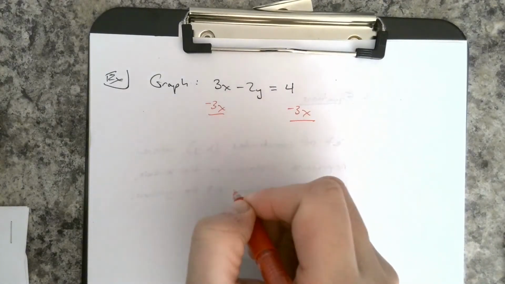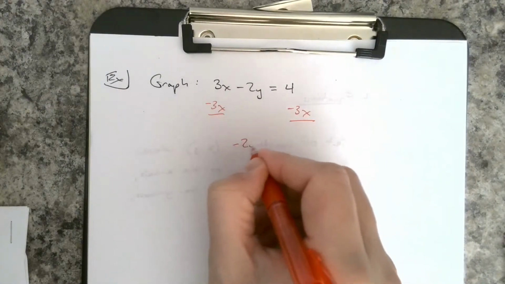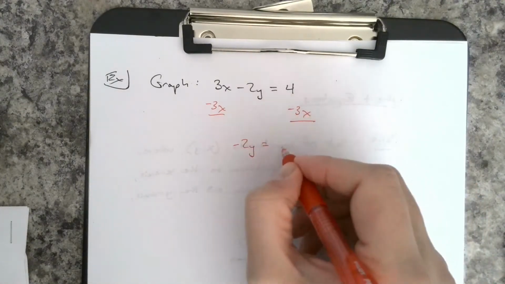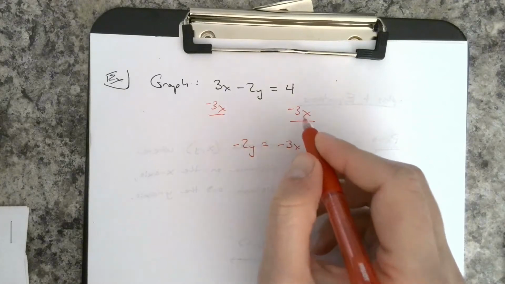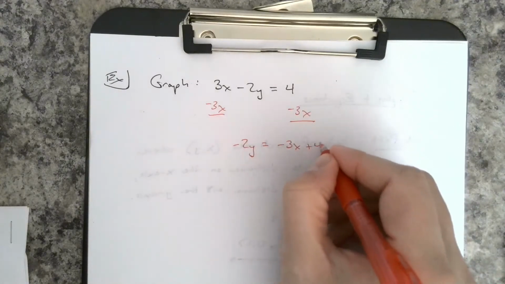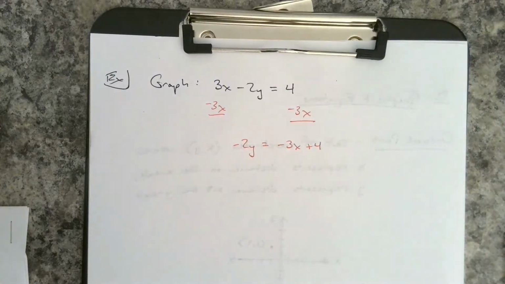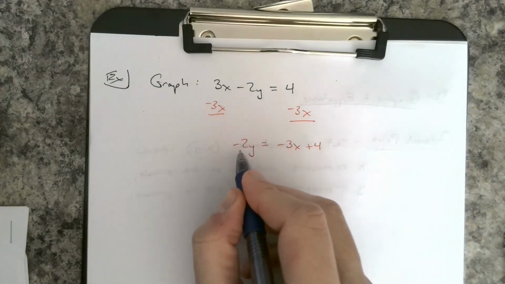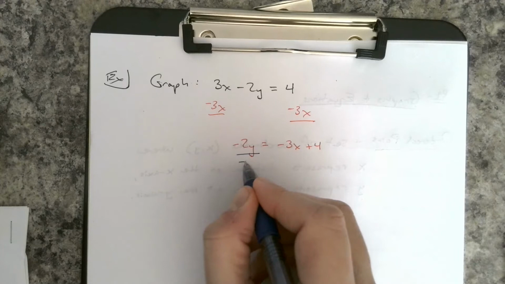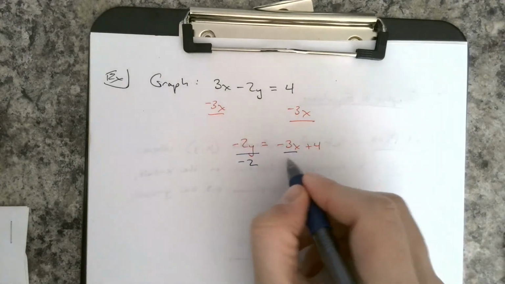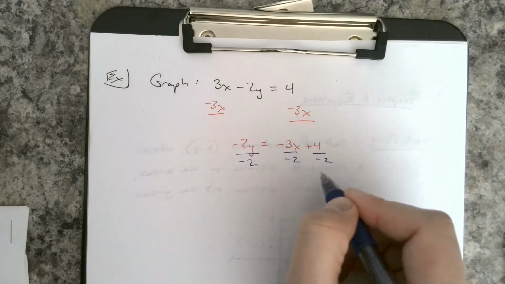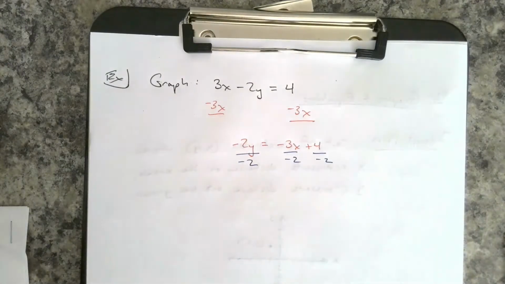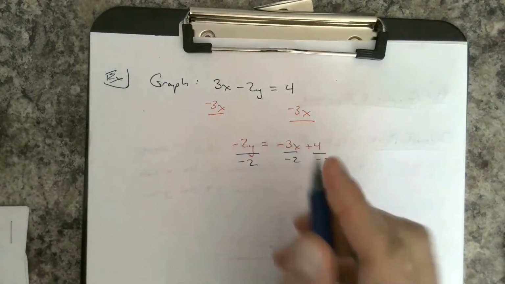The 3x minus 3x cancel out, and we're left with negative 2y equals, because I want the mx plus b form, I'll put the x term first, so negative 3x, and then a positive 4, so plus 4. Remember, I'm trying to get y alone. Negative 2y means negative 2 times y, so to remove the negative 2, we divide by negative 2. And remember, you're doing that to each term on each side, because it has to be balanced. You're doing it to each side to keep the equation balanced.